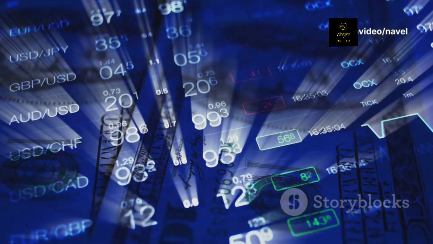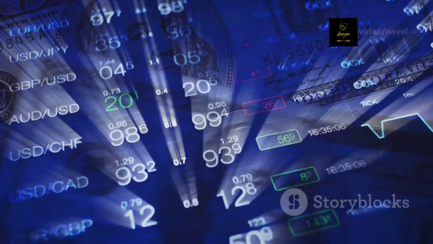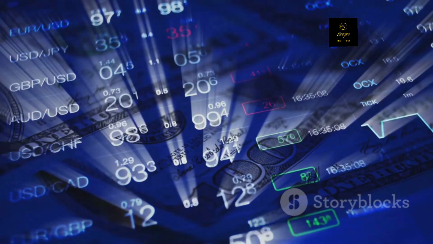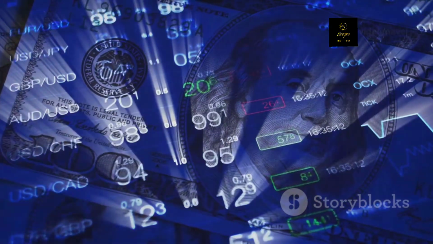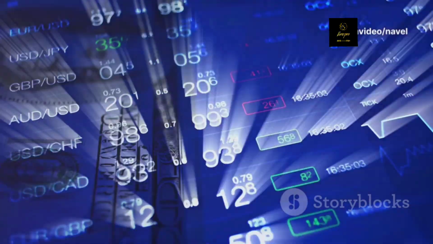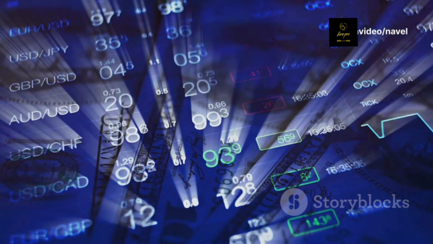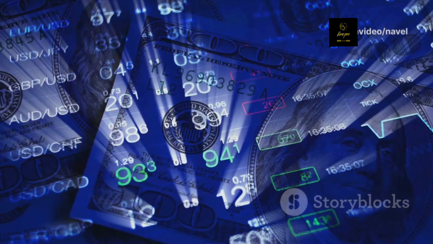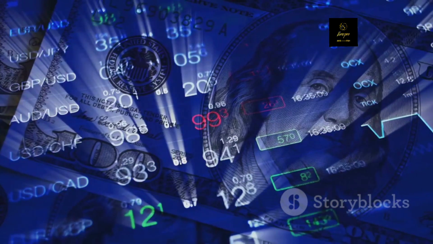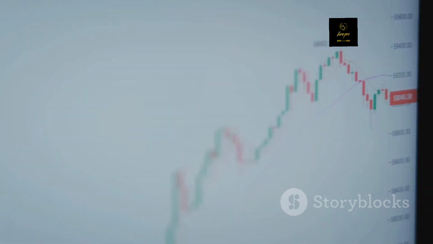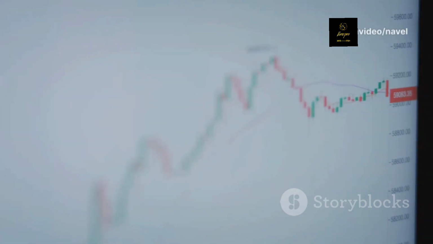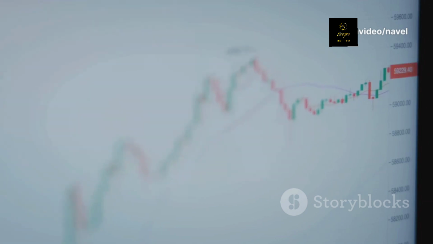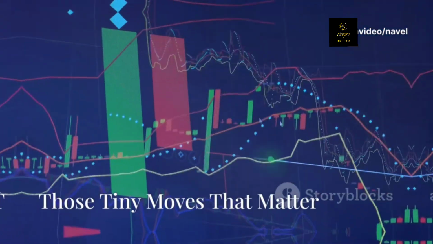These exchange rates are constantly changing, influenced by a myriad of factors like global news events, economic data releases, even political instability. And it's these fluctuations, even tiny ones, that Forex traders try to capitalize on. By accurately predicting whether an exchange rate will go up or down, traders can buy low and sell high, or sell high and buy low to make a profit.